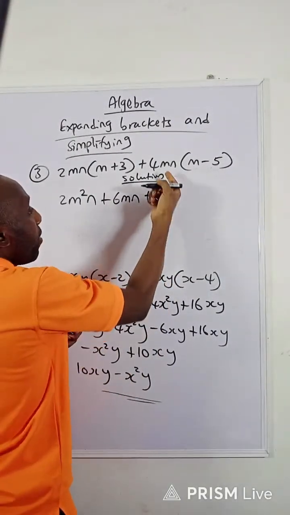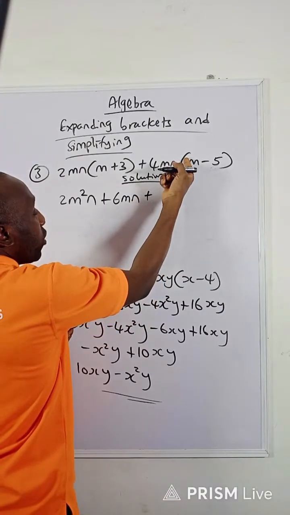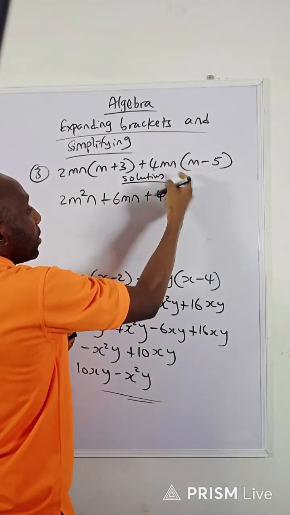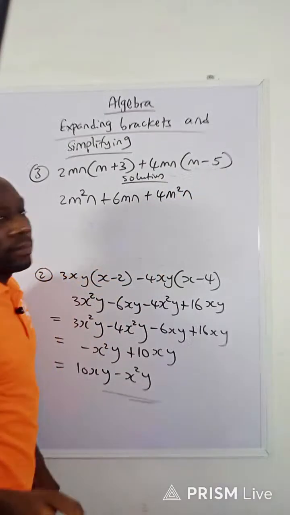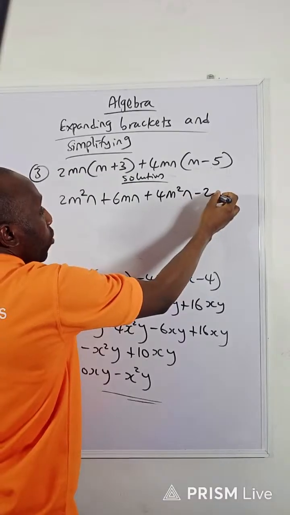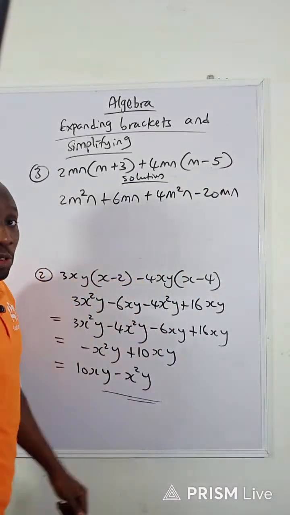Plus 4mn times m. M, you have 4. The coefficient of m here is 1. So just write 4. M times m is m squared. Then n. So let's come to this last one. 4 times negative 5 is negative 20. You have mn left with nothing here. So that's how you have it.